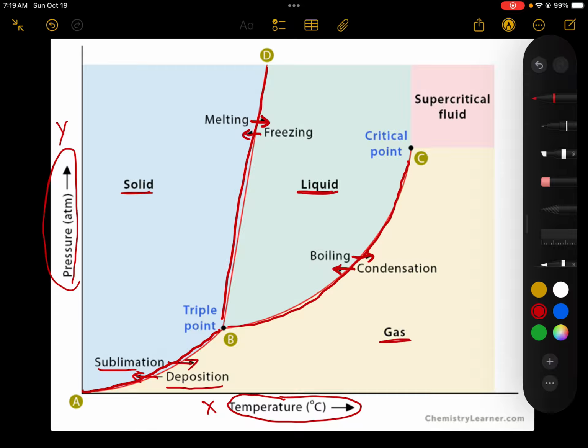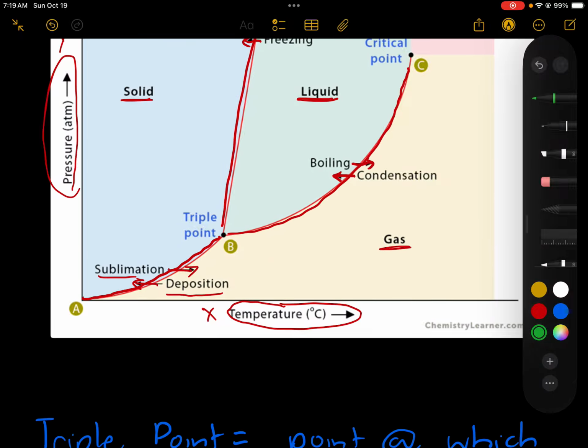All right. There's a couple of specific points I want to point out on here. The first is point B, right there. It's where all of the different phases coalesce and meet at a single point. You can see that because if we were to be right here and moving that way, we could move directly from a gas to a solid, but if we moved this way, we could get to a liquid. It's just like that triple point where all of them coalesce.